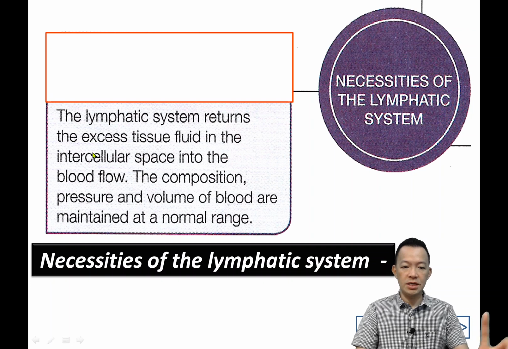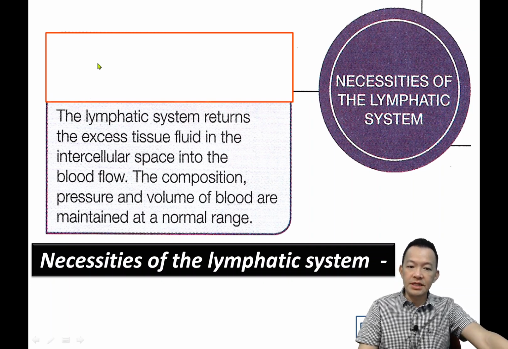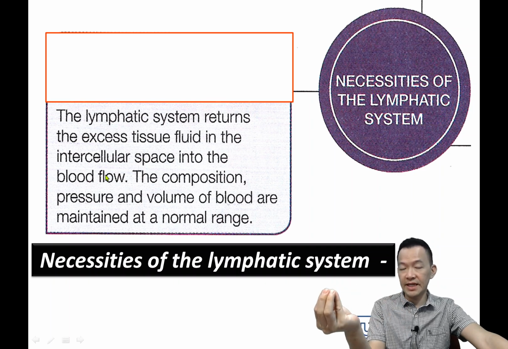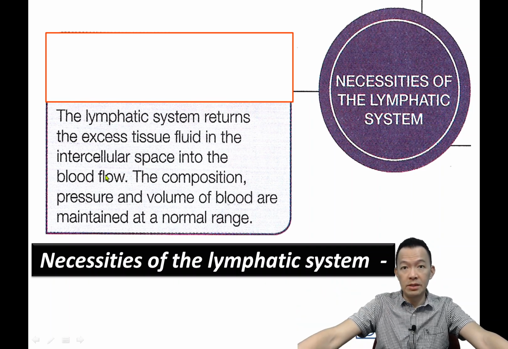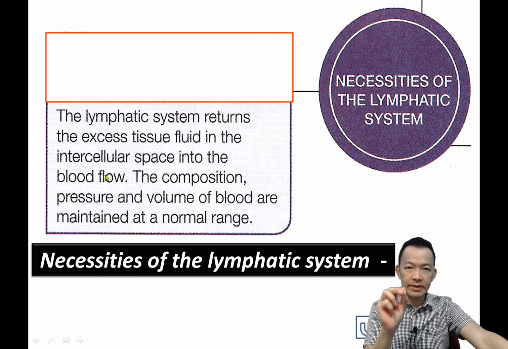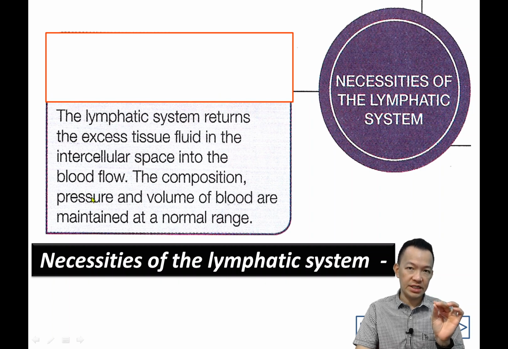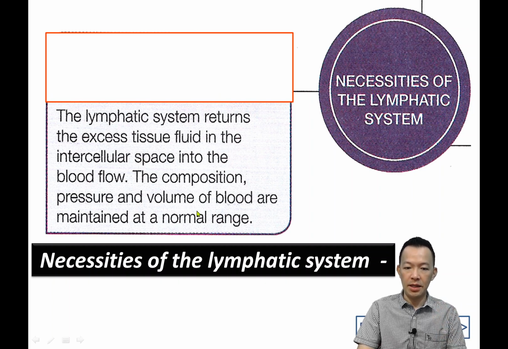Okay, number 1, 第一个我读一下。Lymphatic system returns the excess of tissue fluid in the intercellular space into the blood flow. Still remember? 85% of the tissue fluid flows back to the blood circulatory system by using the blood vessel 血管. Another 15% will go to the lymphatic system 跑去淋巴系统. So the lymphatic system returns the excess of tissue fluid 把这些多余的 15% 流回我们的血液循环系统. So the composition, the pressure, and the volume of the blood are maintained at the normal range.